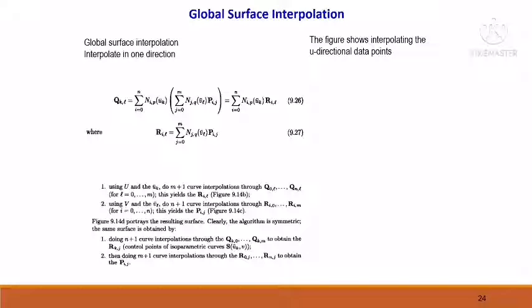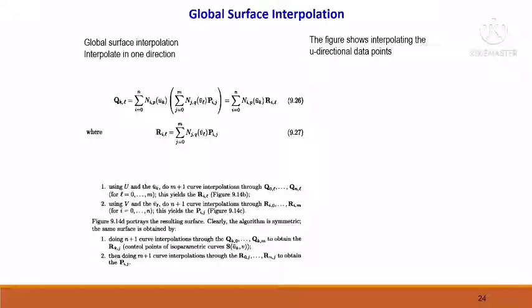p i comma j. Using u and u k, do m plus 1 curve interpolations through q 0 comma l to q n comma l. This yields r i comma l. Using v and v l, do n plus 1 curve interpolations through r i comma 0 to r i comma m. This yields p i comma j.